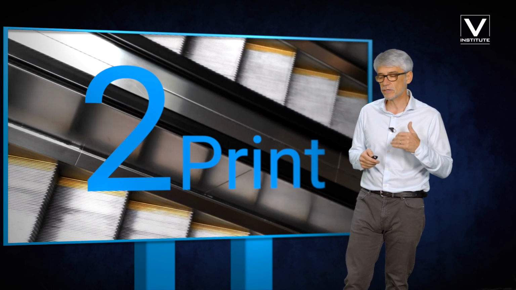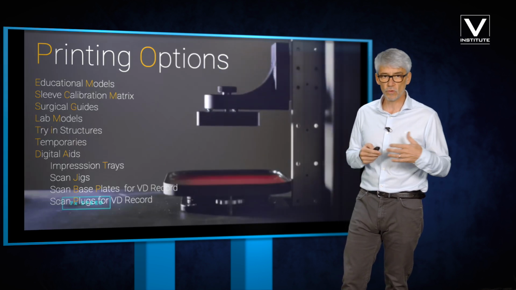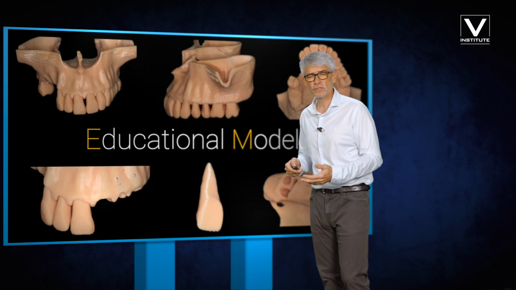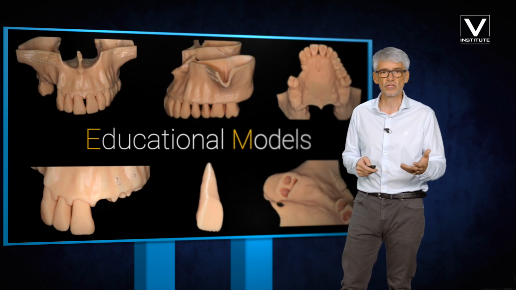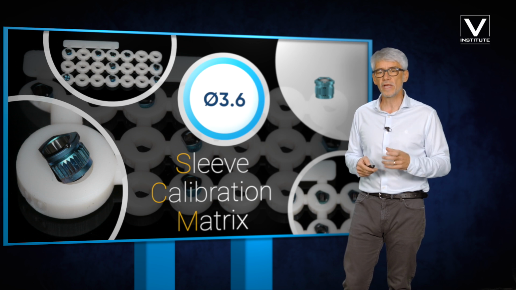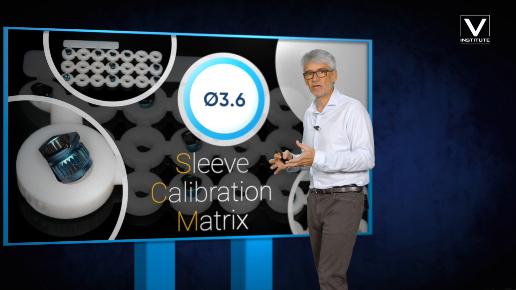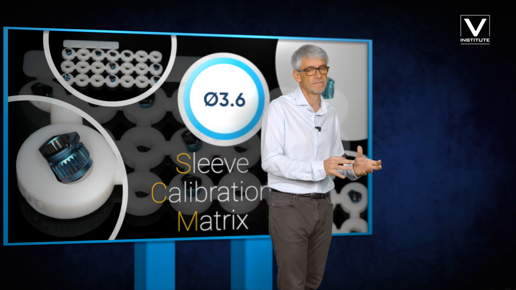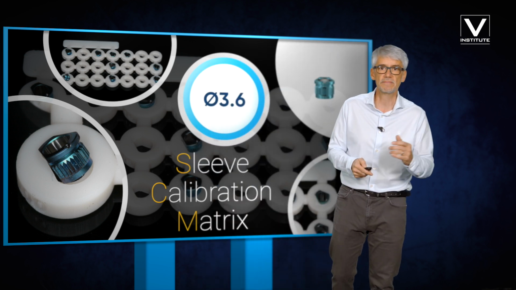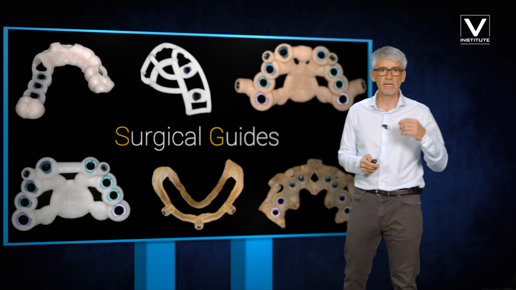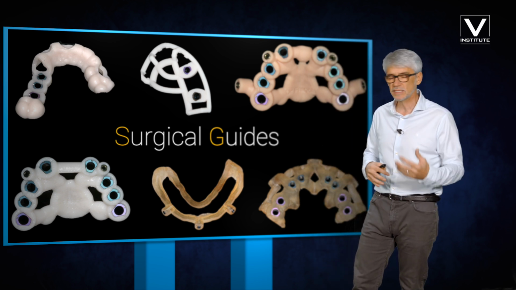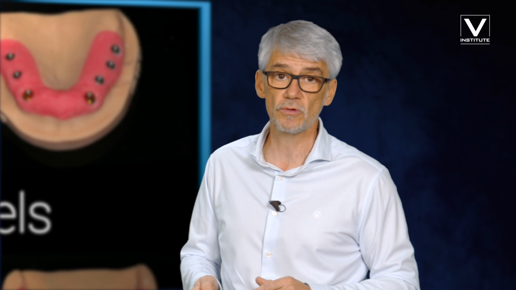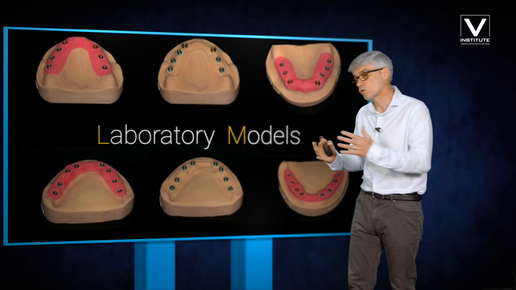Once we have the plan, we are going to print different things. What can we print? We can print plaster models, education models, let's say not plaster, education models as if they were plaster. We can print calibration matrices to be sure that the sleeve that we are going to insert in the guide for the surgery is going to fit perfectly. This is something that we have to do, or the lab. We are able to print surgical guides in different materials and designs with different printers, but we need to understand how to print, how to polymerize, and which resin is the most accurate for this. We can also, or the lab can, print the models.